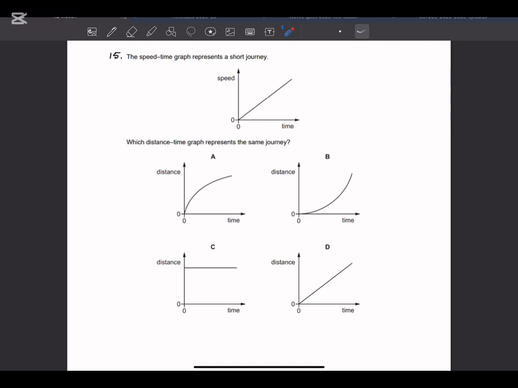So what is the situation here? Acceleration is constant and the velocity is constantly increasing. So in this case, you can recall, for A, the gradient is decreasing with time. And what was the gradient here? The speed. So in this case, the speed is decreasing. So this is not the case. Speed is increasing in this case. So this is not the correct answer.